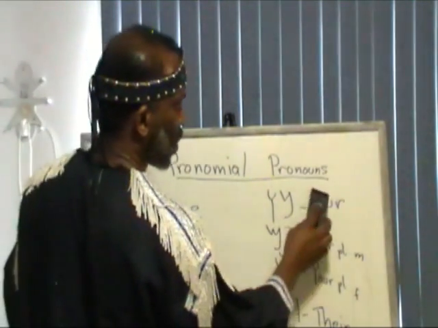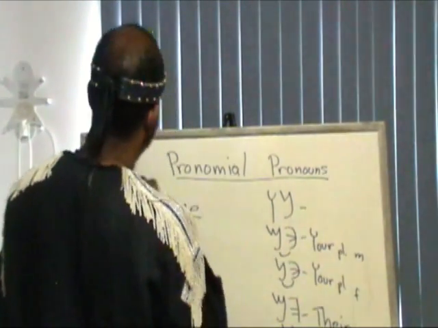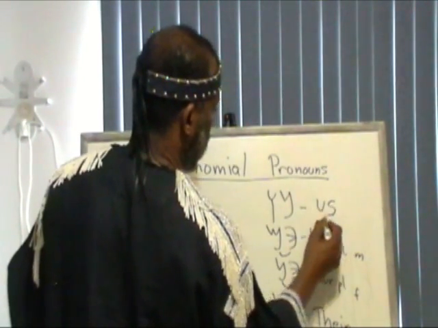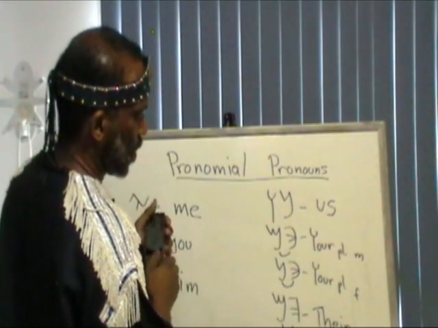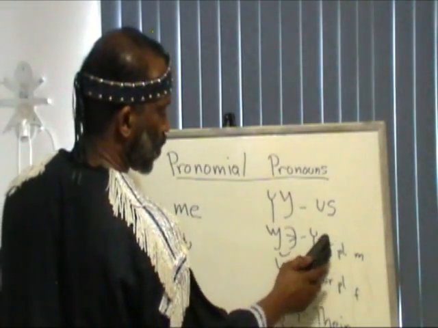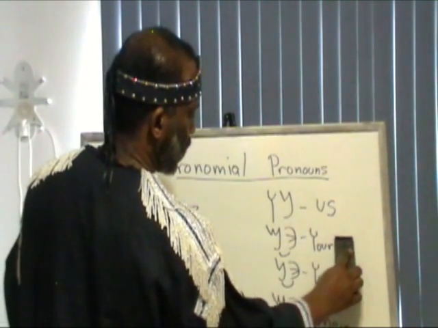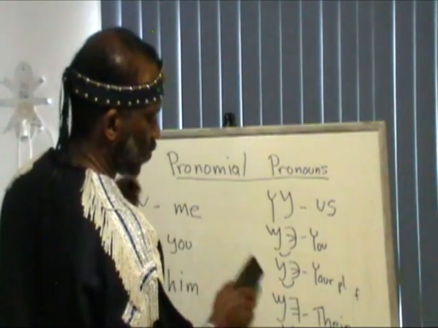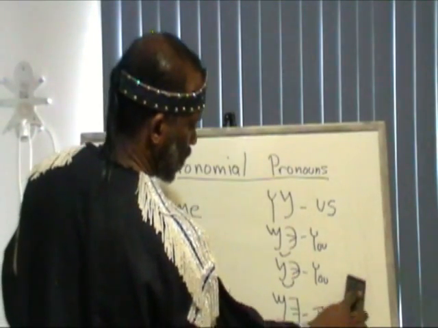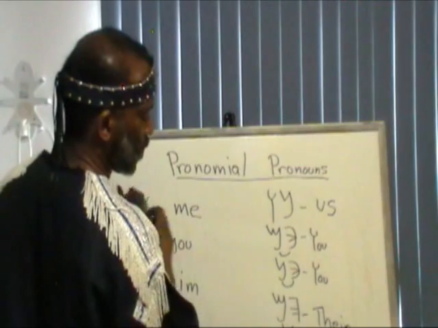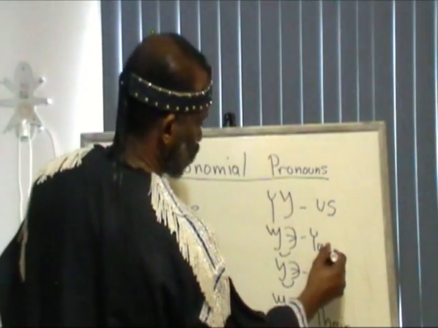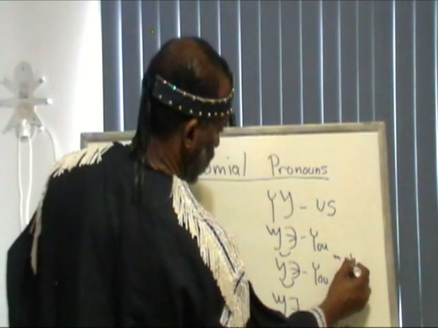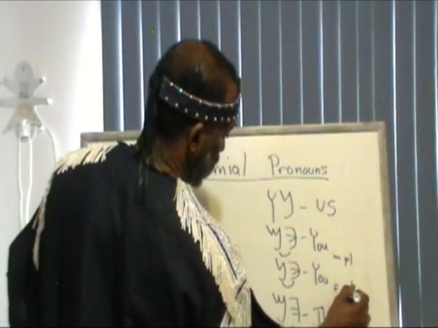Nawa would no longer be our, but it will be us. Come would no longer be your plural, but come will become you, plural. Same with kun. They will all become you, but you'll have to remember the ending. So this would be masculine, plural, and this would be feminine, plural.